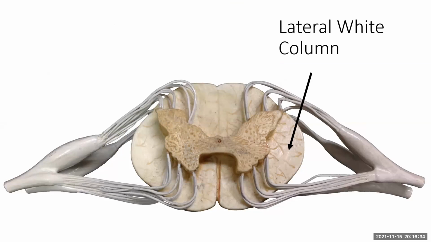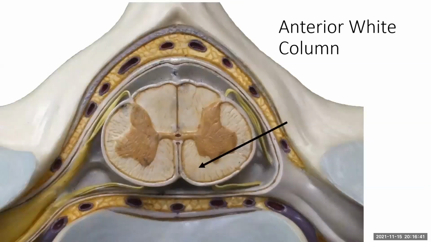Now you notice there's a little bit of differences between these two models, which is good. You need to get some different perspectives on some of these models. And then of course, right in the front is going to be the anterior white column. Anterior white column.